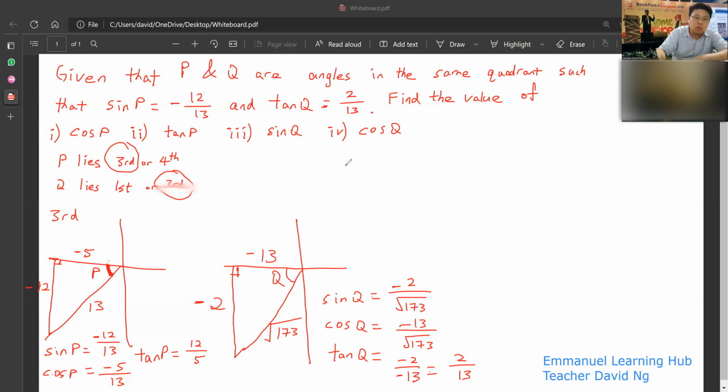Okay, the question asks you for cosine P, right? What is your cosine P? Cosine P is negative 5 over 13. Clear this part? Yeah. Then your tangent P is 12 over 5.